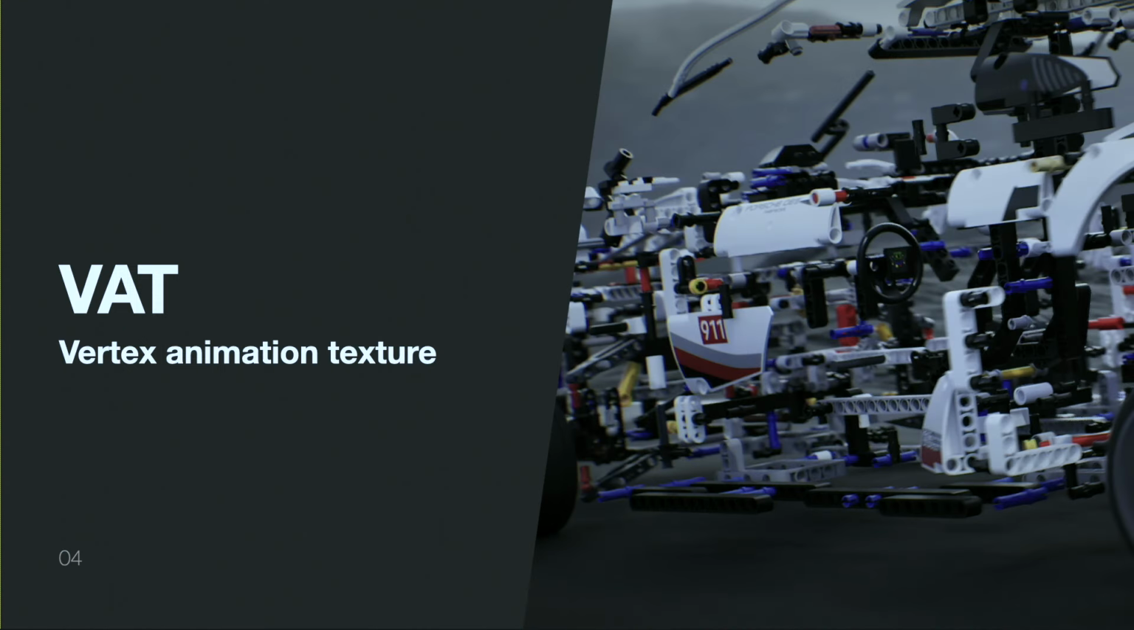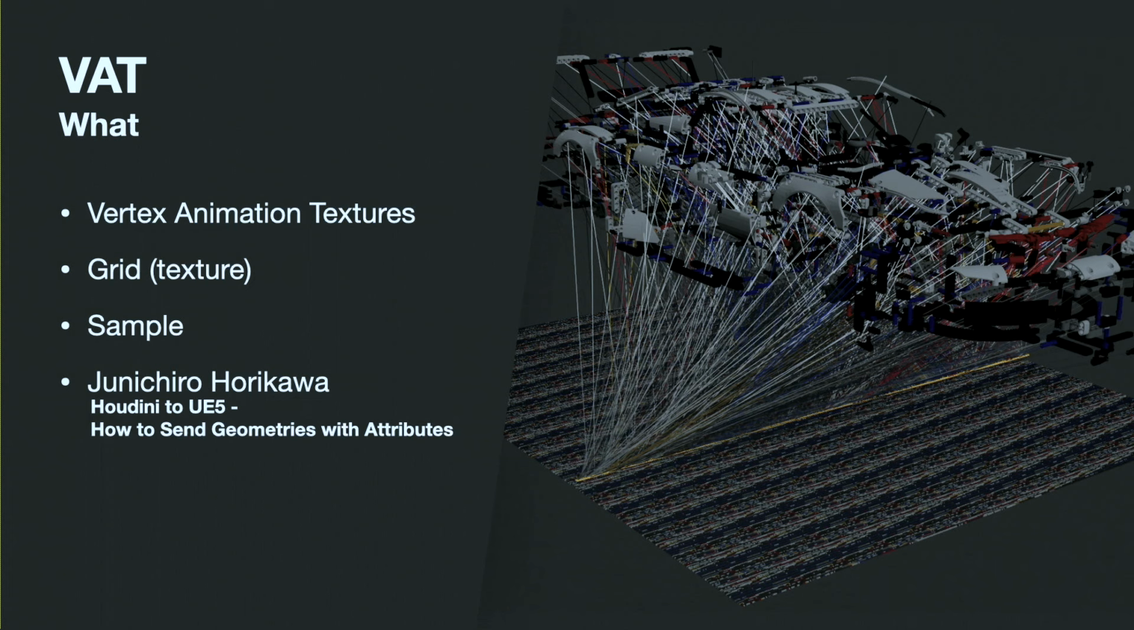So now we have the animation of the pieces, and these are a lot of points. To animate them quickly, like in real time in Unreal, one good way is to use Vertex Animation Textures, which is a way to store animation as a texture. We will write where each point is at a specific frame to a texture, which we then can read in the material in Unreal. And Junichiro Horikawa has a really good tutorial where he goes through sending attributes to Unreal from Houdini.